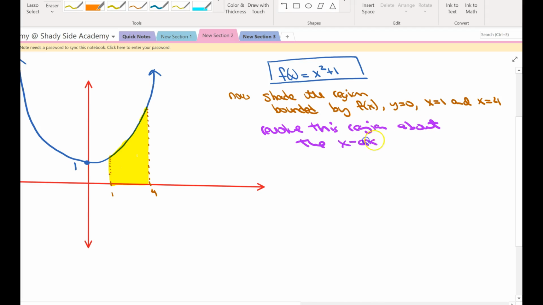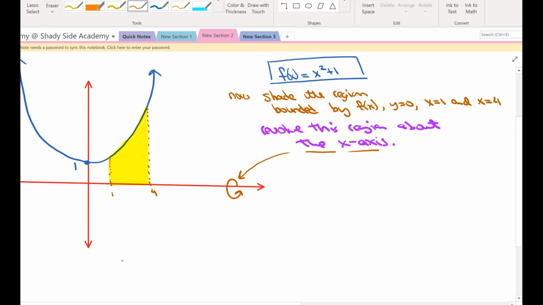Now, what does it mean to revolve a region about the x-axis? Well, think of this region as a yellow piece of paper, and we're going to revolve it around the x-axis. Sometimes you'll have a denotation like this, where the axis of revolution has a rotational icon around it. As this piece of yellow paper spins around the x-axis, you will notice it occupies a three-dimensional space.